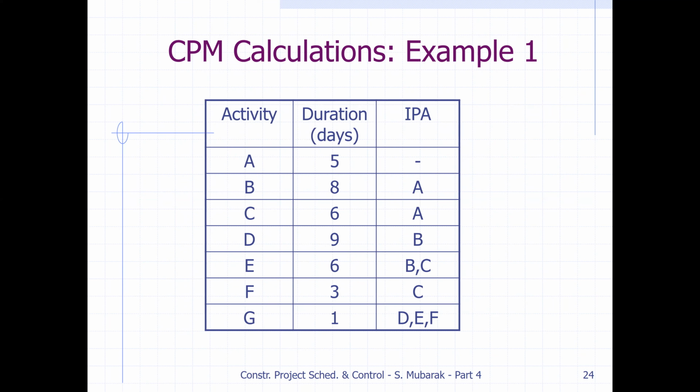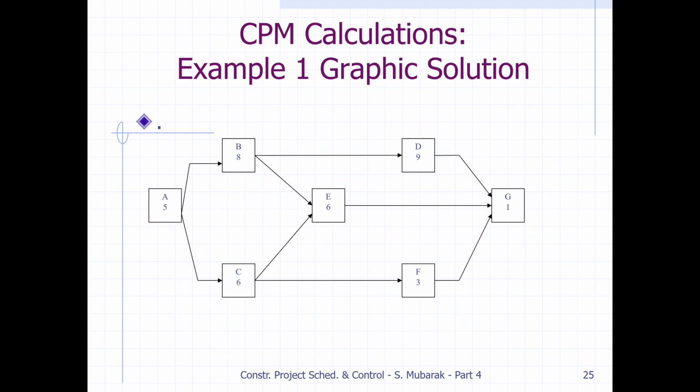Then the immediately preceding activities are given. A has nothing as an immediately preceding activity, which means A is the starting activity. B and C will be after A, D will be after B, E will be after B and C, F will be after C, and G will be after D, E, and F. So we have seen before that we can draw the network diagram based on this. B and C are after A, E is after B and C, D is after B, F is after C, and then activity G is after D, E, F. So we have the durations, and we got the node diagram.